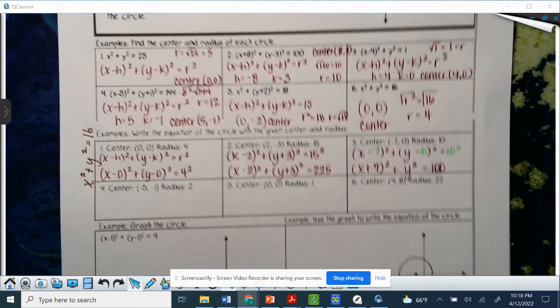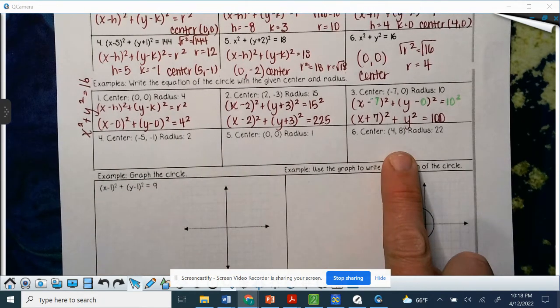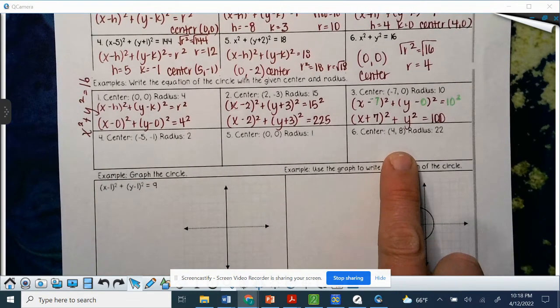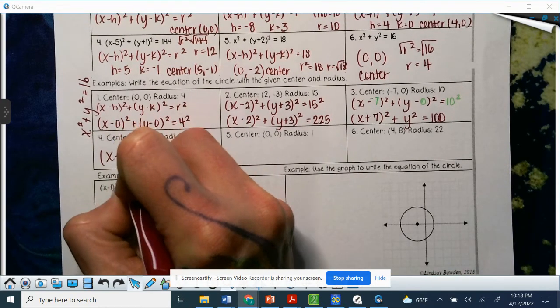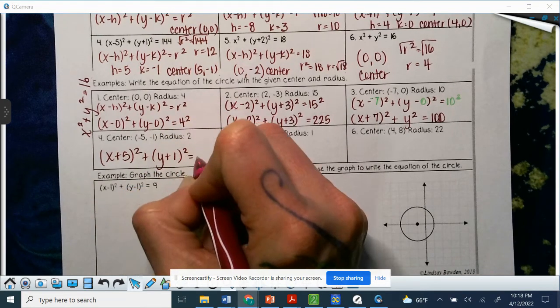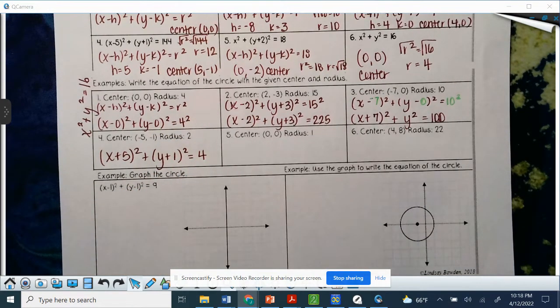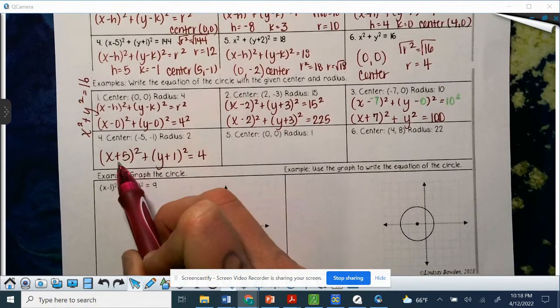Pause the video and see if you can correctly write the equation for number 4, number 5, and number 6, and then start it back and check it out. See if you got it right. So it's going to be x plus 5 squared, y plus 1 squared equals 4, because our radius is 2 squared. Minus makes it a positive, and minus makes it a positive again.